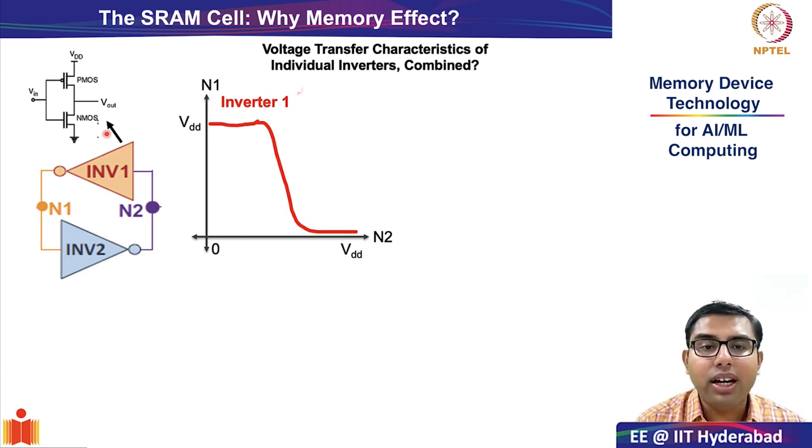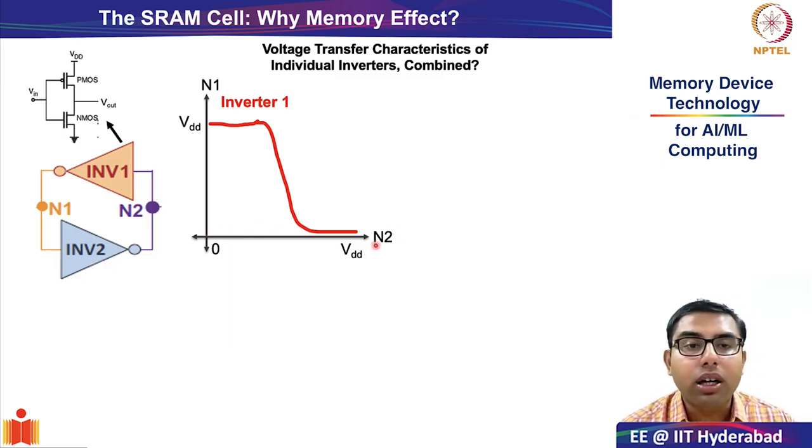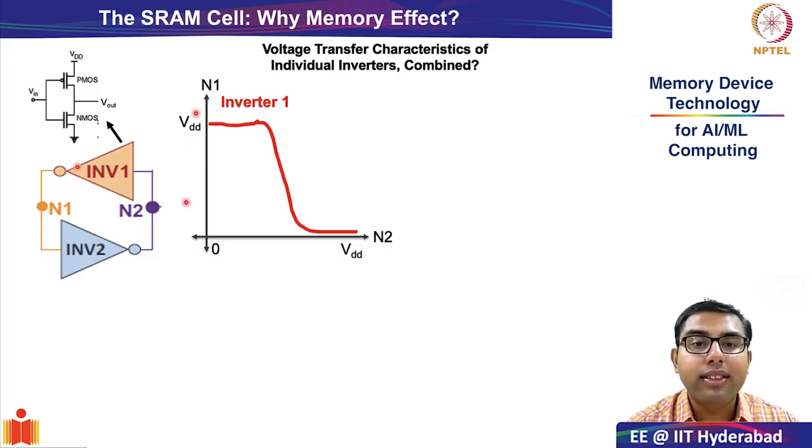For inverter 1, as we can see, the input is node N2 and therefore I have placed N2 on the x-axis, and the output is node N1 and therefore I have placed N1 on the y-axis. So as we change the value of the input, in this case node 2, when node 2 is at 0, we see that the value at the output is VDD.